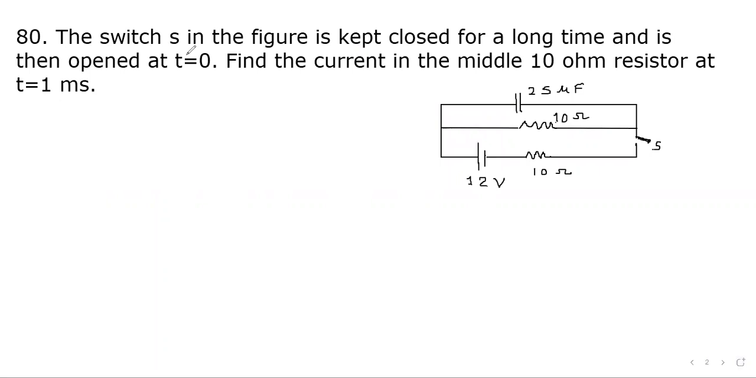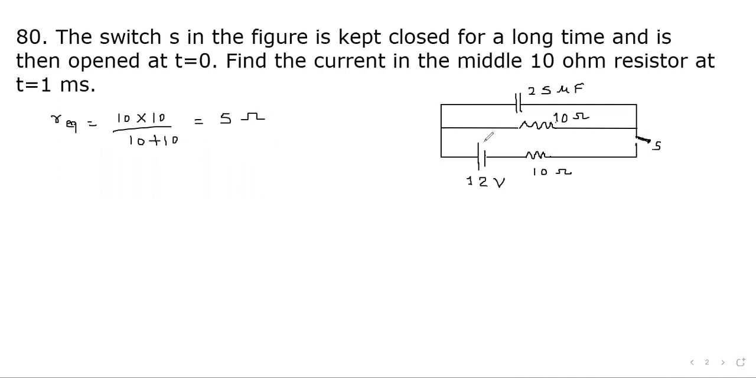Question number 80. The switch S in the figure is kept closed for a long time and is then opened at t equal to 0. Find the current in the middle 10 ohm resistor at time t equal to 1 millisecond. So here, during the charging, switch S remains closed. In that case, these two resistances are in parallel. So equivalent resistance R equivalent will be 10 into 10 divided by 10 plus 10, that is 5 ohm.